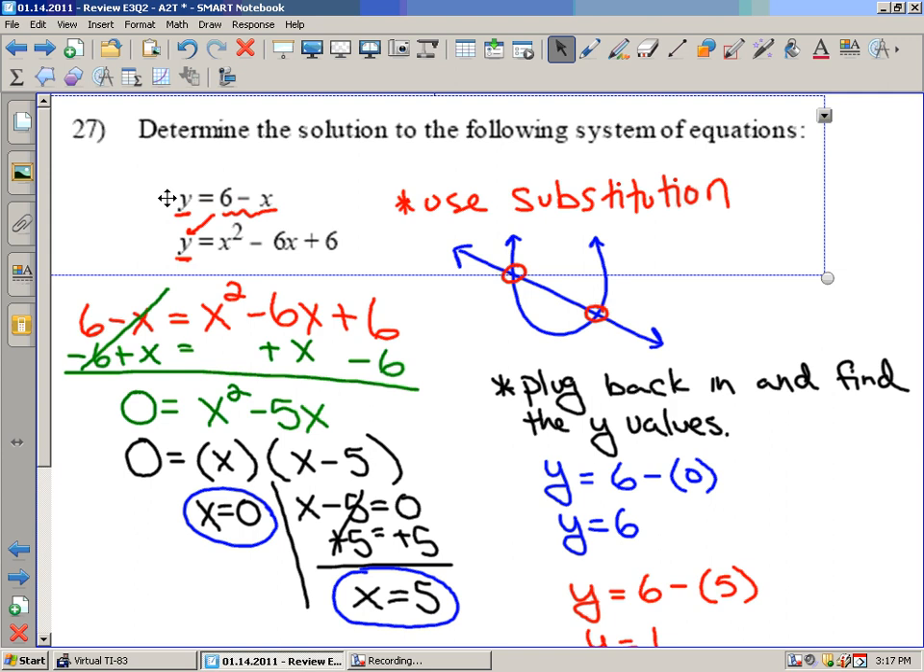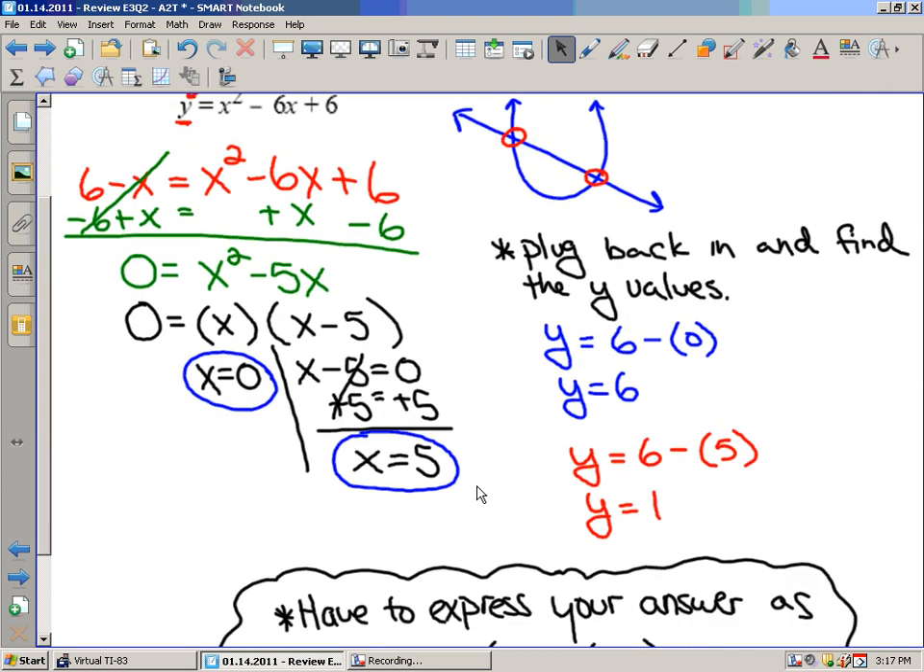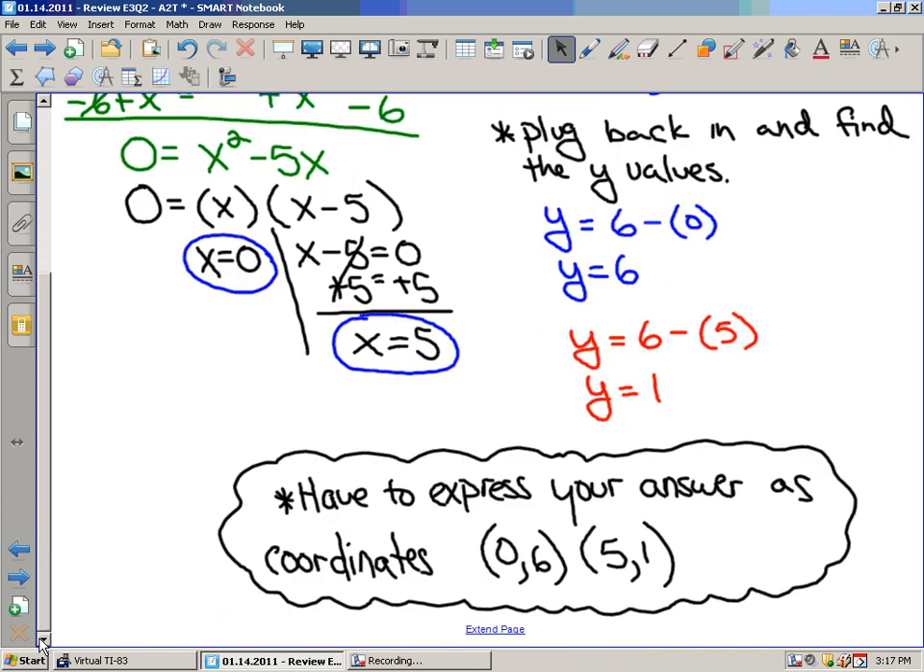And find which one works. Sorry, find the y value that goes with it. So take 5, plug it in, you get 1. Finally, here's your answer. The coordinates that are the answer are (0, 6) and (5, 1).